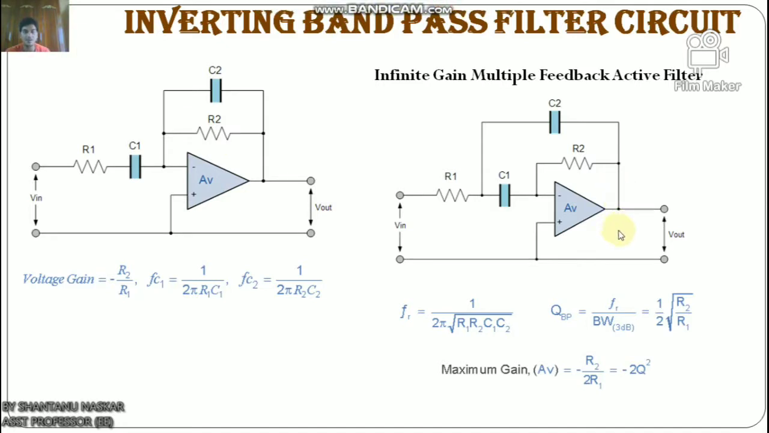So look at this circuit. Voltage gain equals minus R2 by R1, and FC1 equals 1 by 2 pi R1 C1, and FC2 equals 1 by 2 pi R2 C2. So this type of band pass filter is designed to have a much narrower pass band. The center frequency and bandwidth of the filter are related to the values of R1, R2, C1 and C2. The output of the filter is again taken from the output of the op-amp.